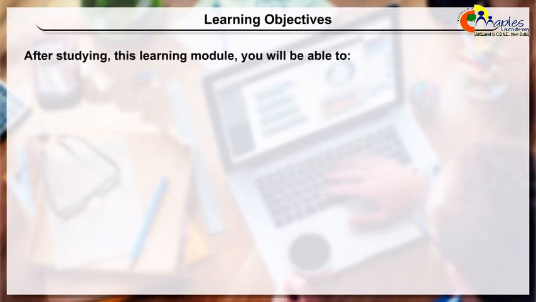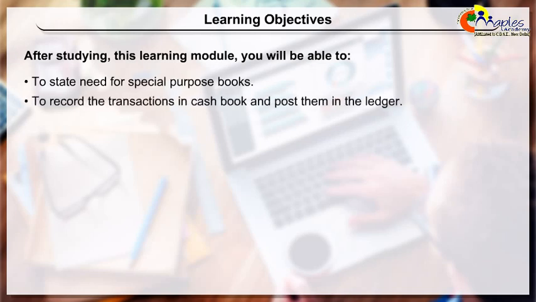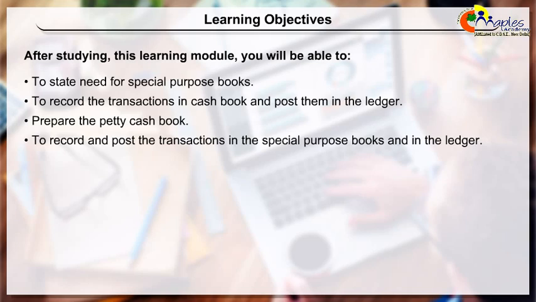Learning objectives. After studying this learning module, you will be able to state need for special purpose books, to record the transactions in cash book and post them in the ledger, prepare the petty cash book, to record and post the transactions in the special purpose books and in the ledger, to balance various ledger accounts.